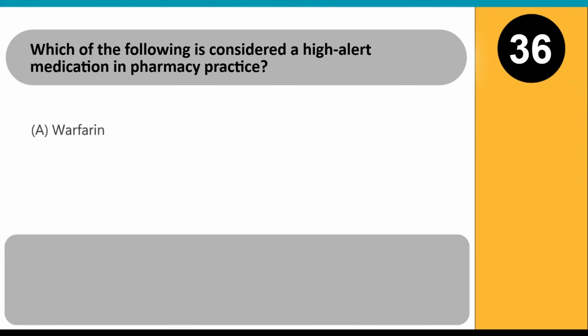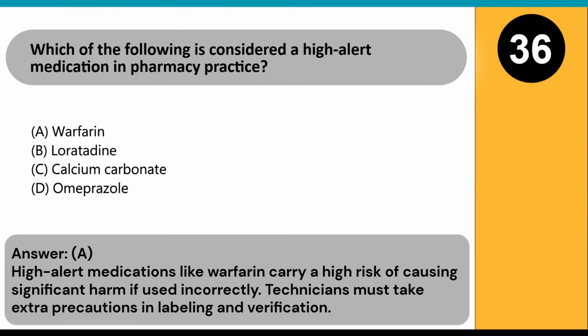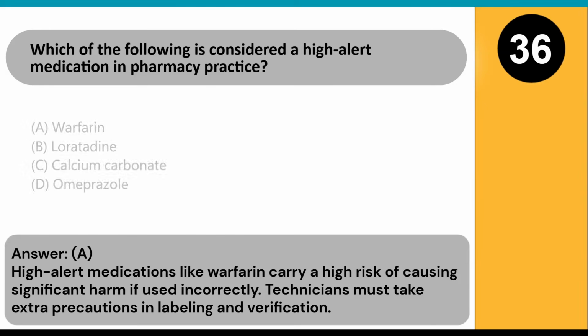Which of the following is considered a high-alert medication in pharmacy practice? A. Warfarin. B. Loratadine. C. Calcium carbonate. D. Omeprazole. Answer A. High-alert medications like warfarin carry a high risk of causing significant harm if used incorrectly. Technicians must take extra precautions in labeling and verification.